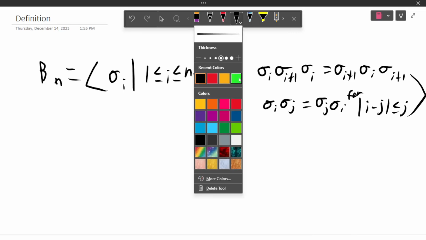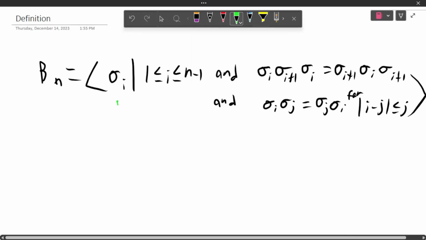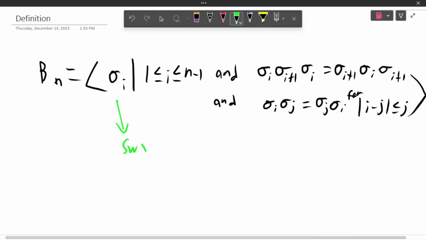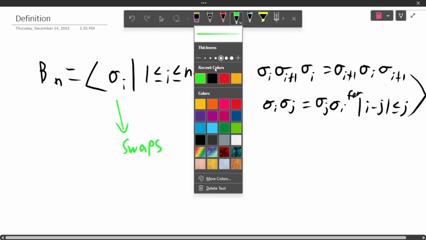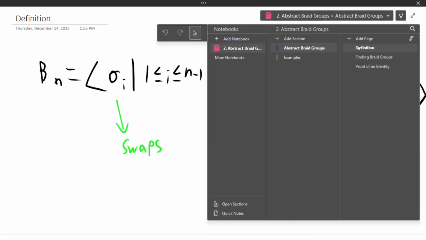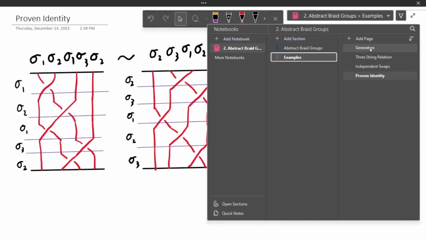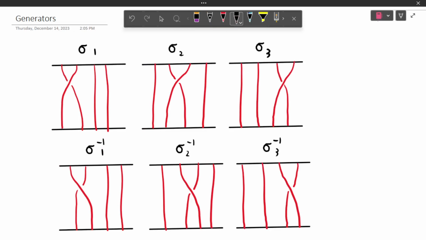So each one of these sigma i's here we might call swaps. Geometrically, what these swaps are doing is they're taking two subsequent strings and swapping them. So for sigma 1 here, we're taking the first string and putting it underneath the second string, the string immediately following it. For sigma 2, same deal. String 2 goes under string 3. For sigma 3, string 3 goes under string 4.